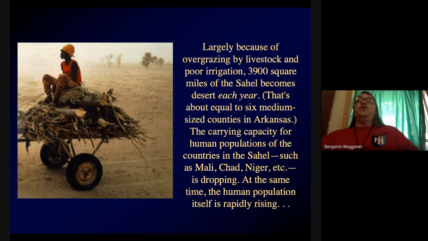It gets harder to support a family or a village or any kind of human activity if you can't raise livestock. So the carrying capacity of humans in Sahel countries like Mali, Chad, and Niger, the carrying capacity is dropping. Human population is rising, and the upshot has been poor people who can't make a living on the land anymore flocking to the cities, which is causing massive urban growth, and that creates problems of its own.